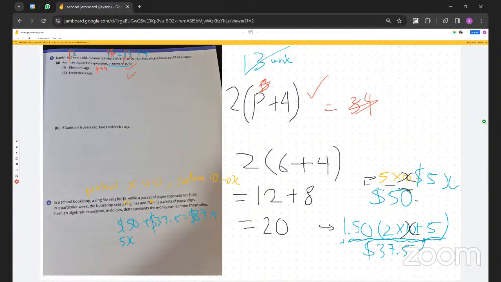Where did you get 37.5? By 1.5 bracket 2 times 10 plus 5. Correct or not? Yeah. And then you return the 10 back to X. So 37.5 is now simply this. Does this make any sense? Kind of.